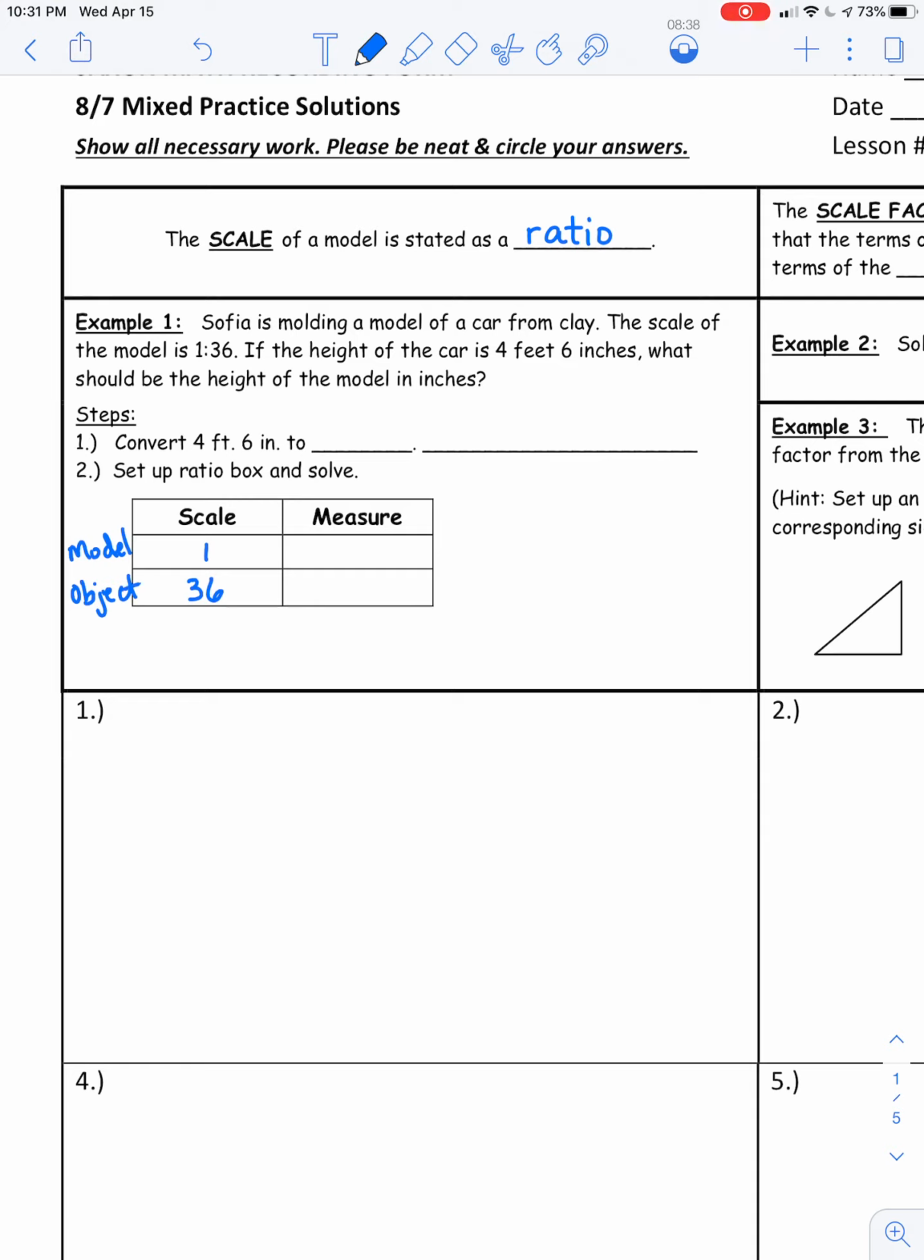Number 1 back up here in the steps, we need to convert our 4 feet 6 inches to inches. Why? Because we want to find out what the height of the model is in inches. So we need to take the 4 feet 6 inches and turn that into all inches. So how do we do that? We're going to take our 4 feet and multiply it by 12 inches, and then we'll add this 6 inches to it, and that will give us the amount of inches. So we have 48 plus 6, which would give us 54 inches.